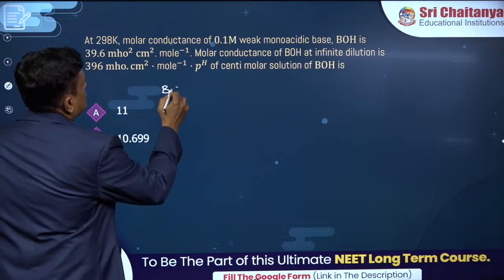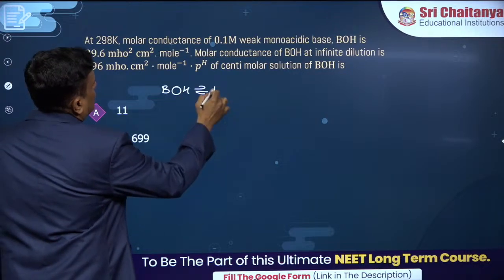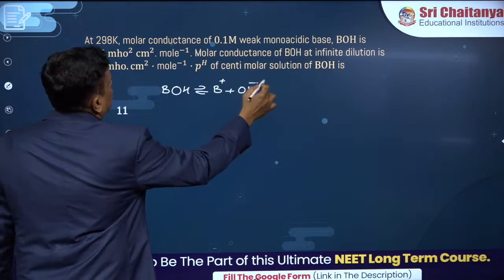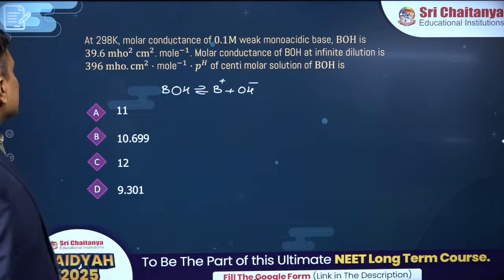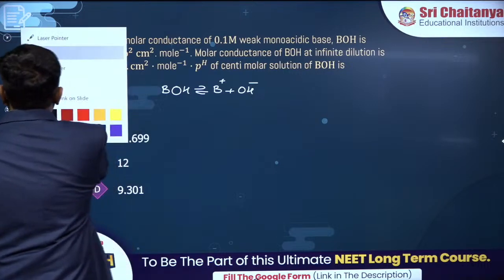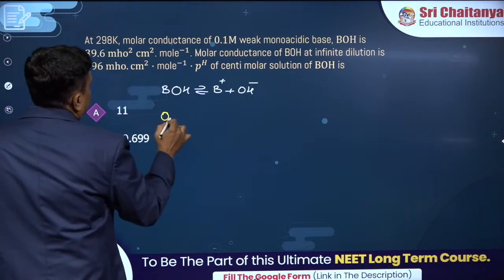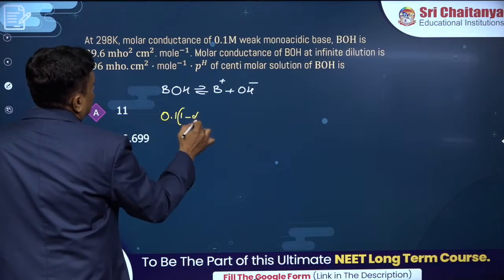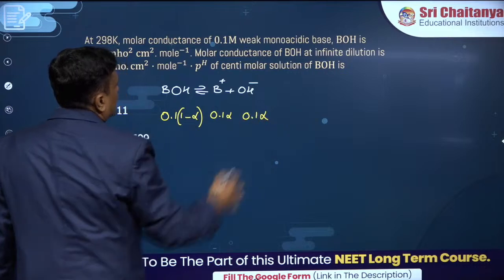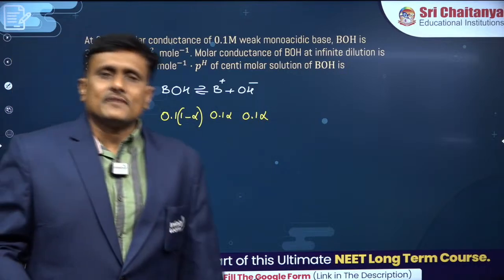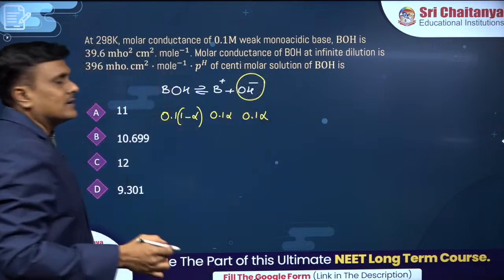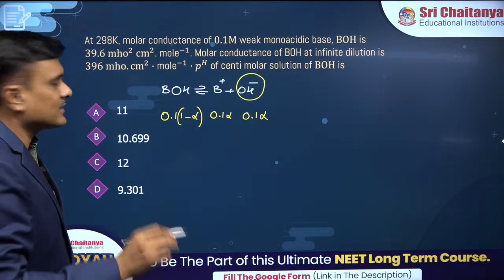So if pH is asked, you know that BOH dissociates into B plus and OH minus. The initial concentration is 0.1 molar, which we have taken here. Degree of dissociation I will assume as alpha. So you will be getting 0.1 alpha and 0.1 into alpha. If I could get the value of alpha, I will be able to find the concentration of OH minus, hence I will get the pH. That's how I will solve, isn't it?